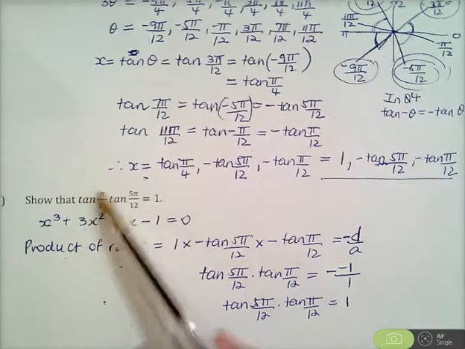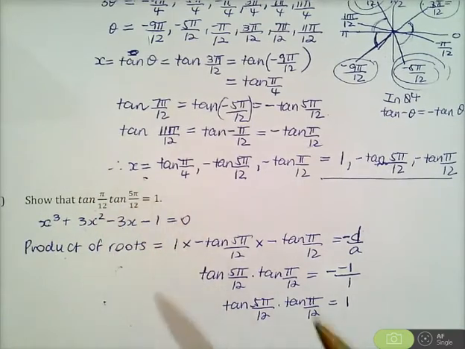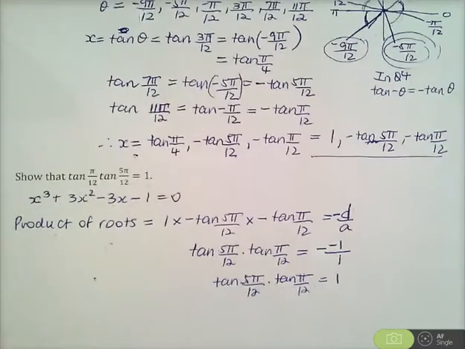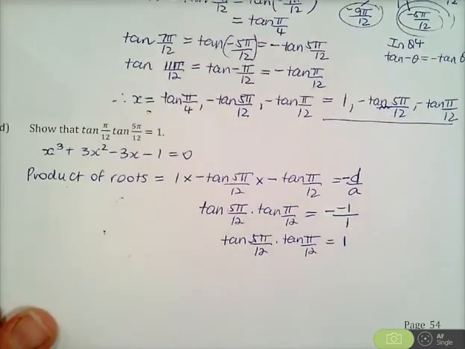Therefore, we've shown that tan pi on 12 times tan 5 pi on 12 equals 1. That's the end of the example on page 54.